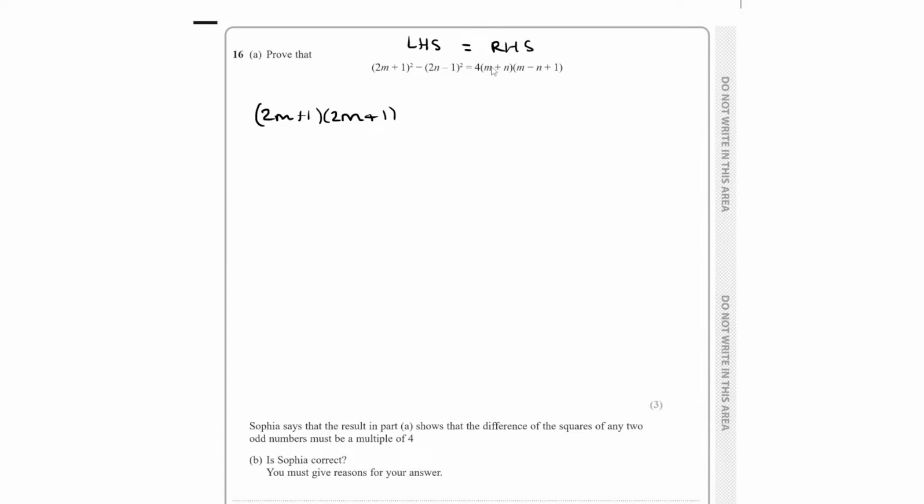So even if you're not sure what they mean by prove, you can always just expand. I mean, even if you don't go anywhere with it, that's still going to get you at least 1 mark, isn't it? So that's one side. The other side, we can also expand, but I'm just going to work on this side for now.